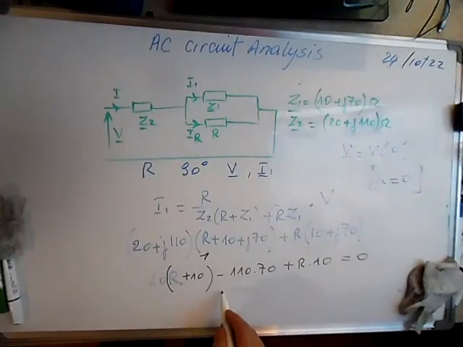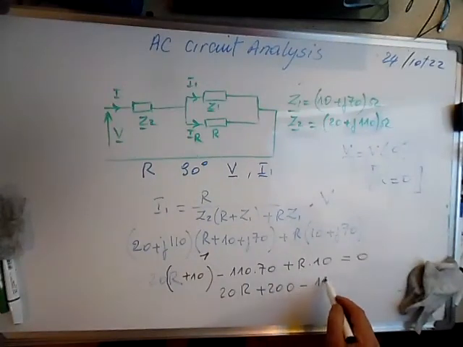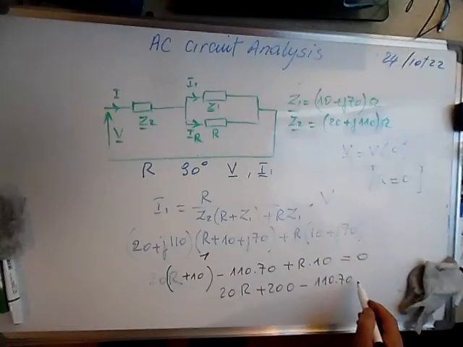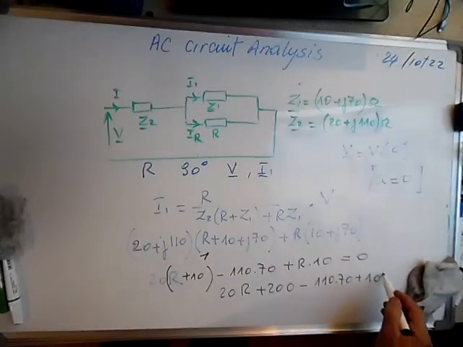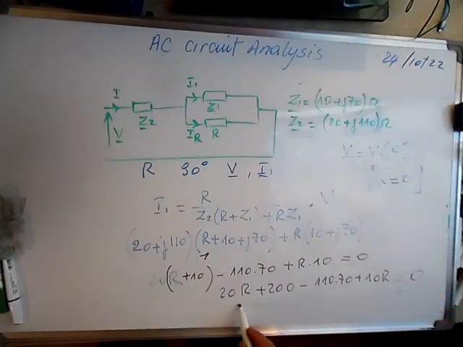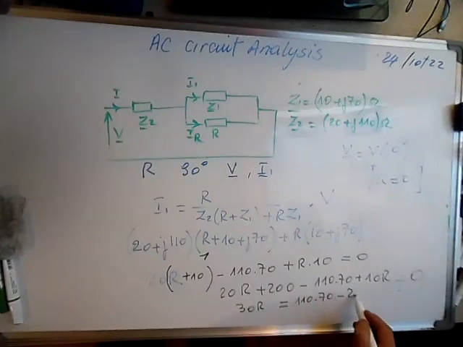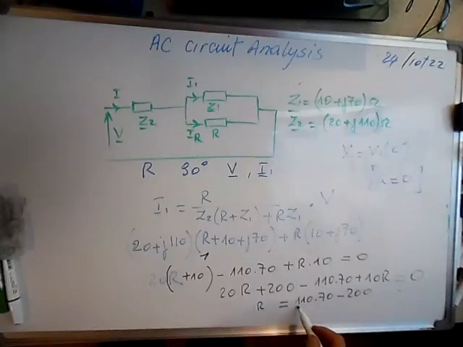20R plus 200 minus 110 times 70 plus 10R should be equal to 0. So 30R should be equal to 110 times 70 minus 200. So it means that R is equal to this over 30.